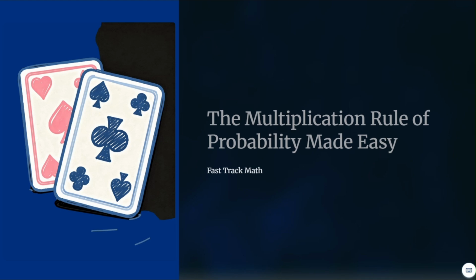Suppose you draw two cards from a deck. What is the probability that both cards are aces? Can you simply add the probabilities? No. Whenever you see the word "and", you're dealing with the multiplication rule. Today you'll learn independent events, sampling with replacement, sampling without replacement, and how to recognize which rule to use.